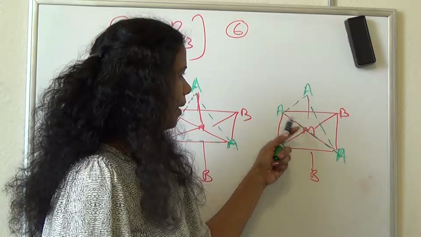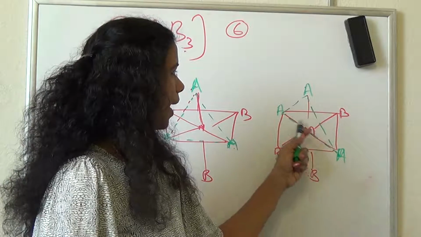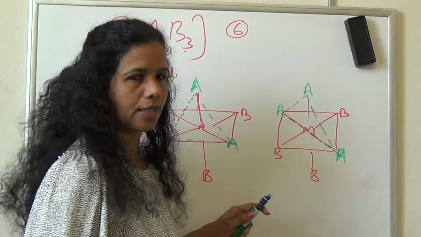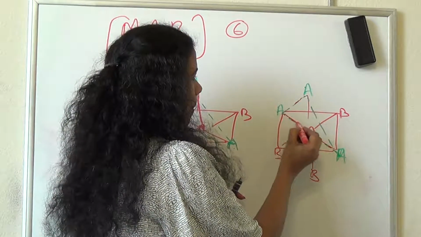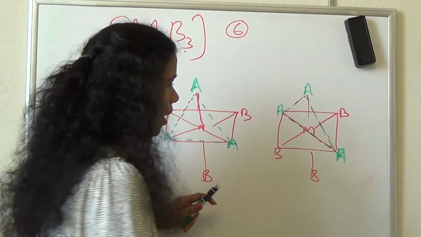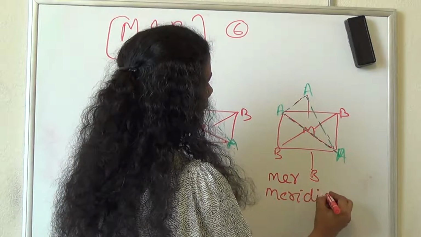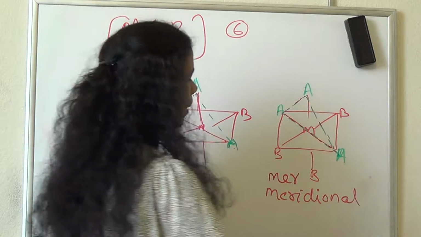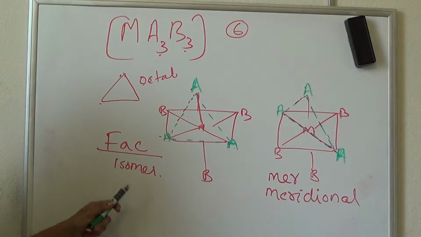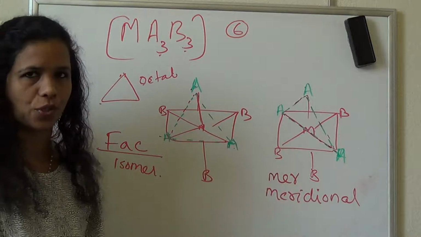Here the same ligands come at the meridian. You can draw a diagonal in the middle of the complex. So it comes at the triangular median of the octahedron. So it is called the mer isomer, in the meaning of meridian. So it is called the meridional isomer. So Ma3B3 shows two types of isomerism, that is FAC isomerism and mer isomerism.